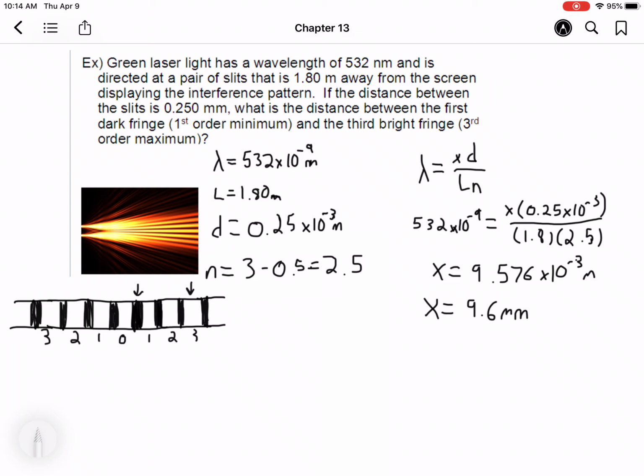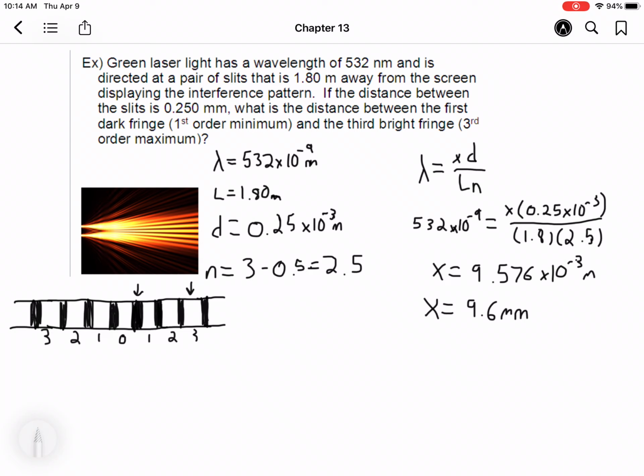So I'm basically measuring how far from here to here, right? I just drew my little pattern quickly, and I have the center bright. So this is the center bright, this one. And I'm going to go from the first order minimum, again, minimum being dark, and the third bright. So I've got one, two, three brights. And so I'm going to go from the first dark to the third bright. So it's 3 minus 0.5, so we're going to use n.